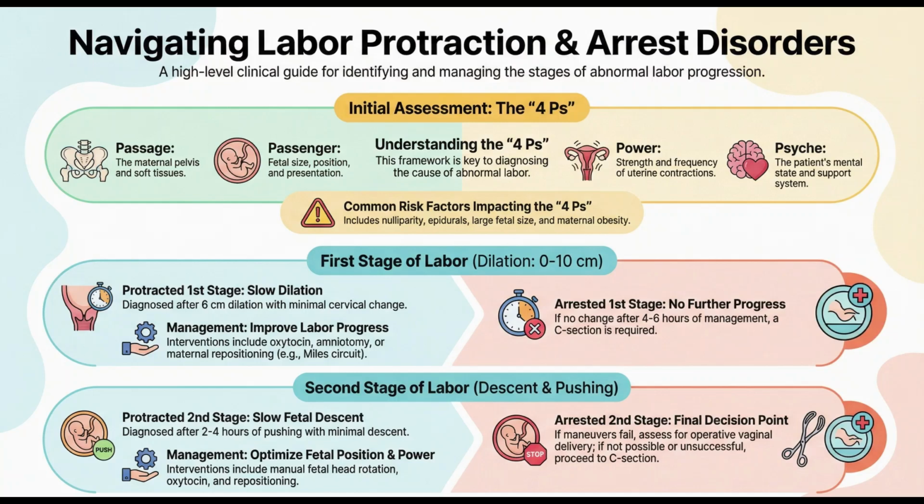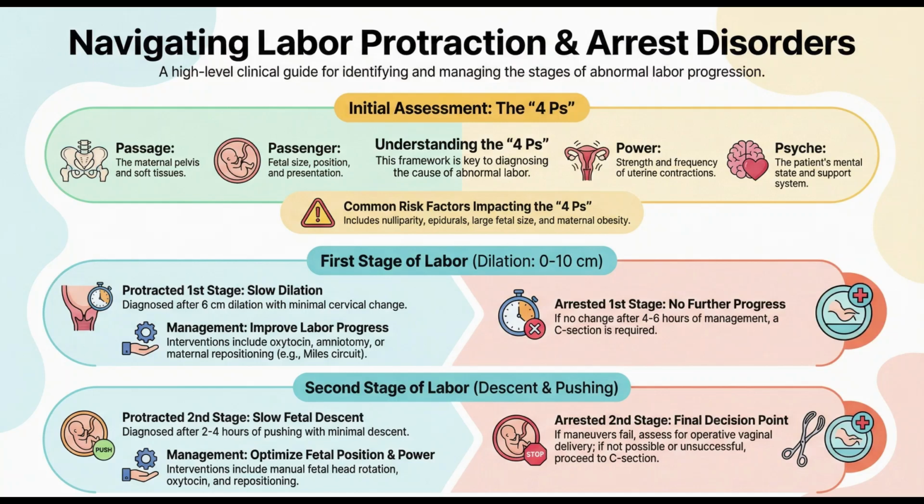Okay, so we have the tunnel, the passage, and the vehicle, the passenger. Now the engine, power. This seems simple. Stronger contractions are better. But what can diminish that power? Well, the uterus is a muscle, and like any muscle, it can get fatigued or impaired. For example, an intraamniotic infection, chorioamnionitis, can dramatically reduce the effectiveness of contractions. The uterus is basically fighting an infection and trying to labor at the same time.